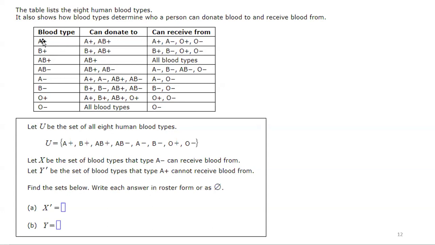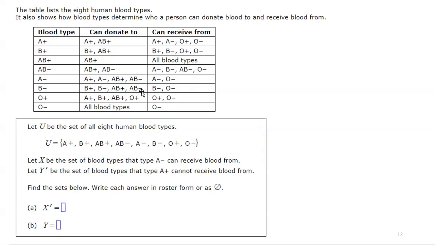For example, let's look at B negative. B negative can donate to B positive, B negative, AB positive, and AB negative. So if you have this kind of blood type, then I can donate to you. This person can donate blood to you.